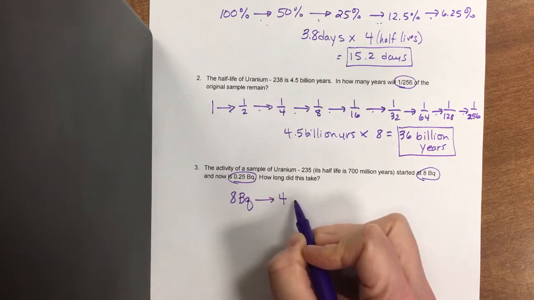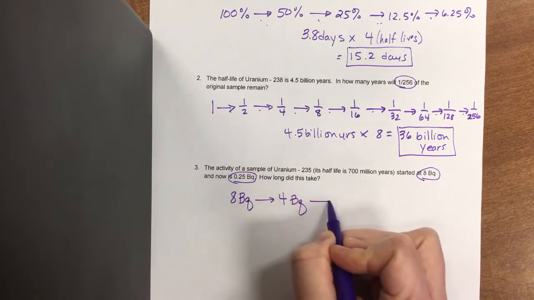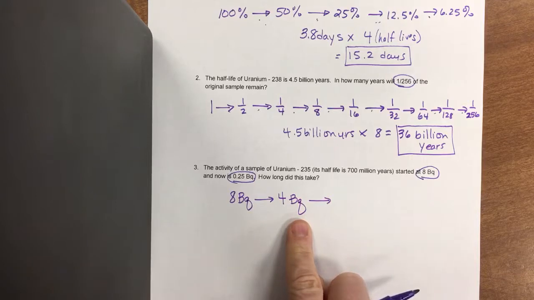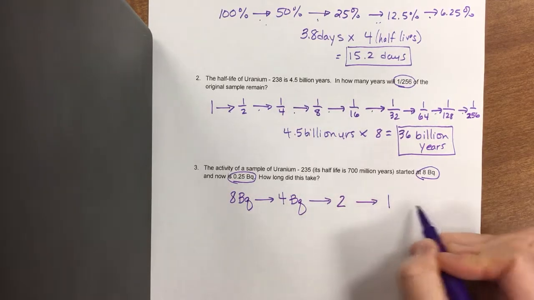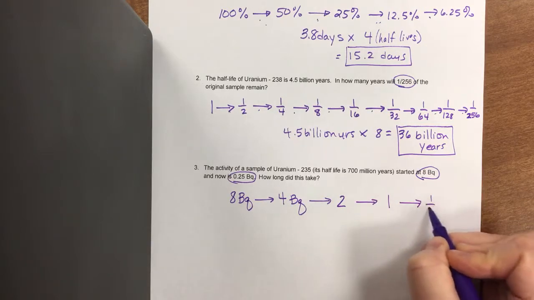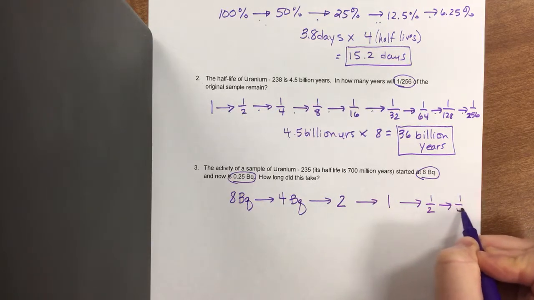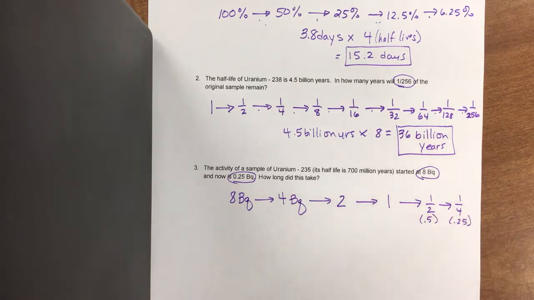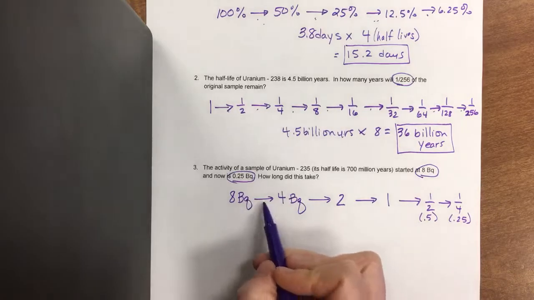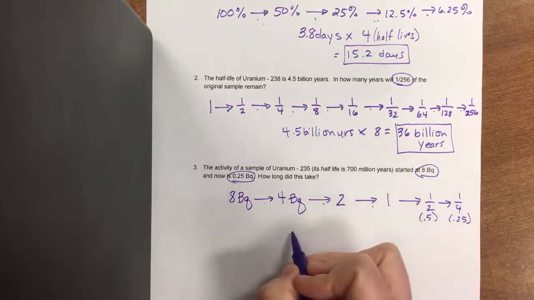So half of 8 is 4. So again, I just do this with half-life. I'm putting the becquerel in there, but I really don't even need that. 2, for simplicity, I'll leave it out now. 1, 1/2, 1/4, which again, remember a half is 0.5, a fourth is 0.25. Got to know my decimal equivalents. So there I go. That took 1, 2, 3, 4, 5 half-lives.